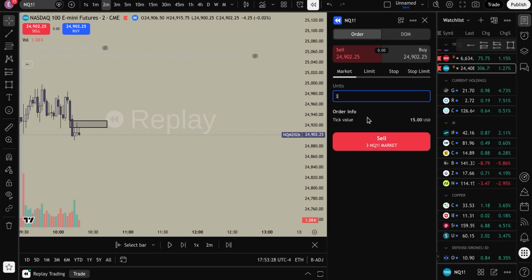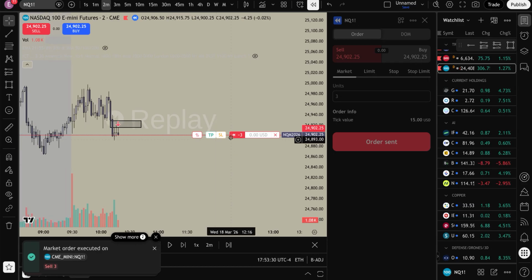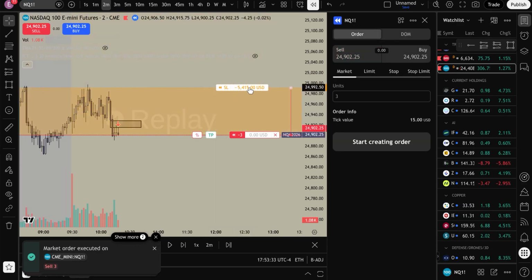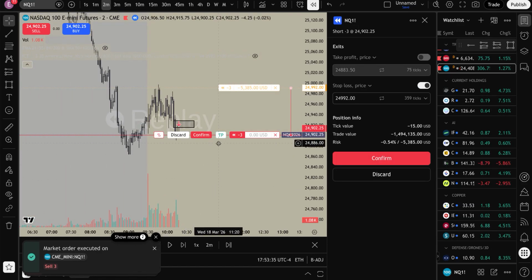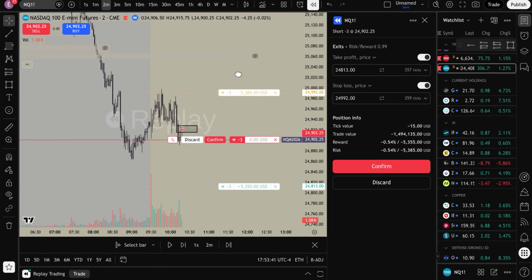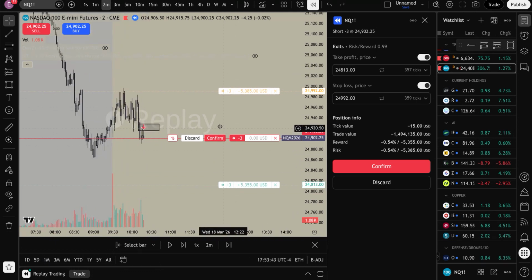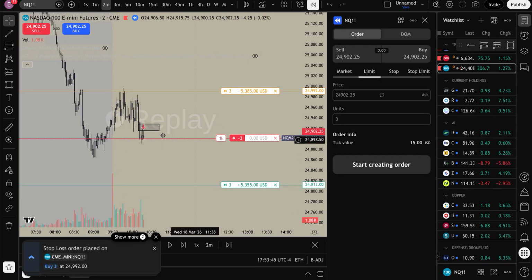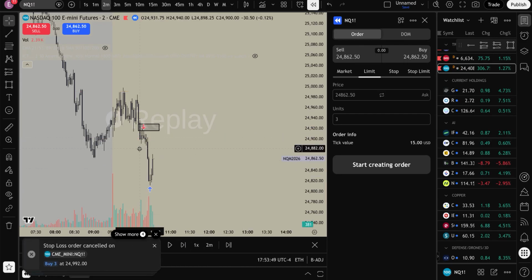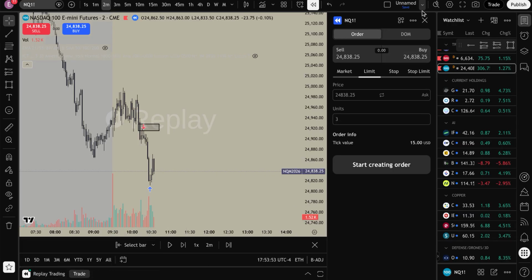Let's do 2 or 3 contracts probably. Put the stop loss above these highs right here, and we'll probably target a 1-to-1. So something about like right here, and let's see what happens. It gets hit within literally 2 minutes, and just like that, we made all of our money.